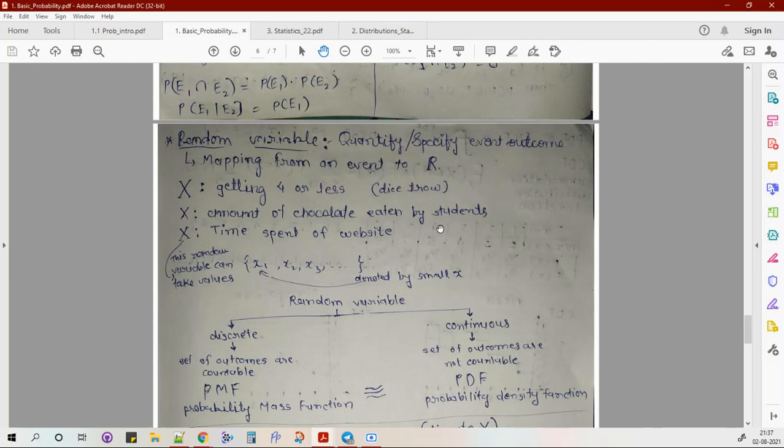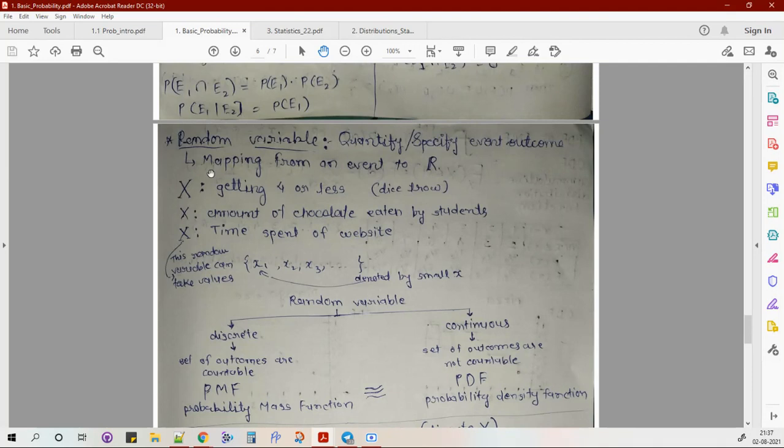So it is nothing but saying all the observations that you have for a given event, given set, or anything, correct? Sample space basically. So the random variable is nothing but a mapping from an event to R. Okay, that's the boring definition. Okay, so the random variable can be anything.